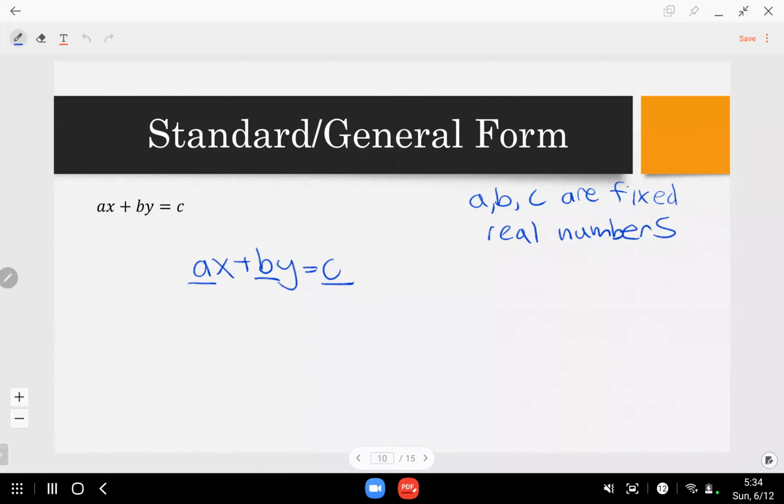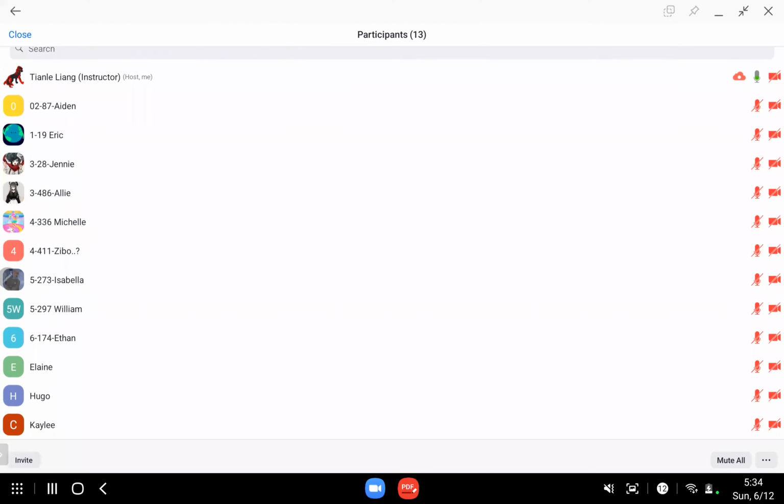So let's brainstorm, let's observe this one. What are the advantages of this one? Who can tell me something about this form that you observe about it? What makes it different from the others? What's so good about this form? Who volunteers? Do we have any volunteers?